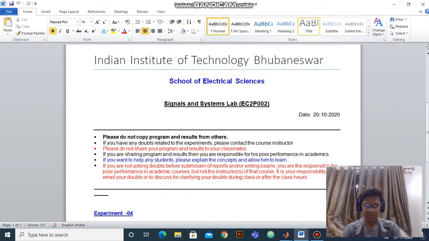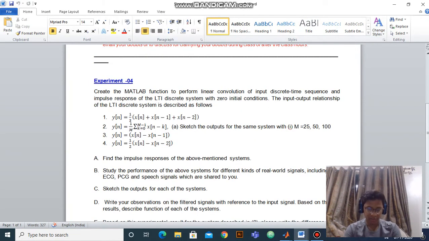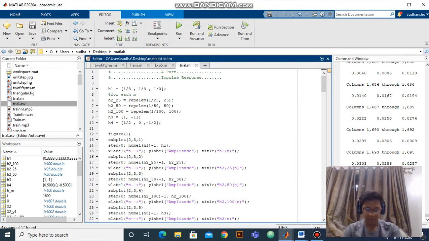Hello everyone, today we'll be creating a MATLAB function to perform linear convolution of input discrete time sequences. Here we have been given 6 discrete time systems and 4 input signals. We'll be performing convolution of the 4 input signals with the 6 systems. Here I've created a MATLAB function to do the convolution.